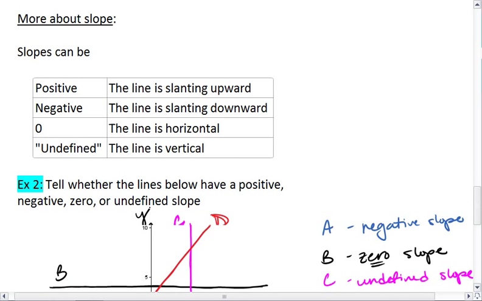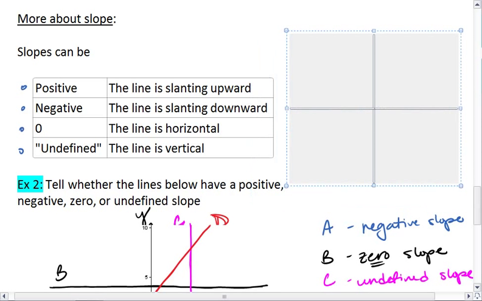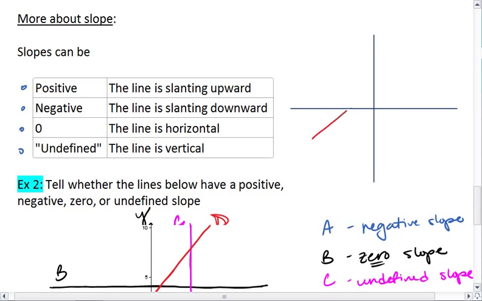Lastly, I want to talk a little bit more about slope. We have 4 possibilities for slope. Slope can be positive, negative, 0, or undefined. If we have a line that is slanting upward, that line has a positive slope. So a positive slope slants upward.